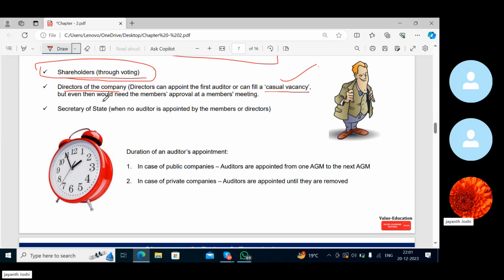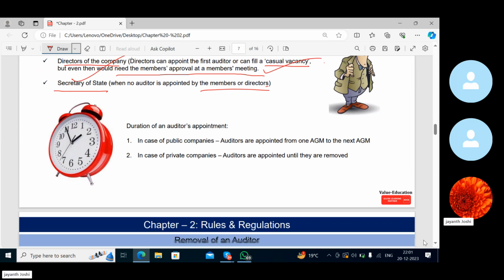But even then it would need the members' approval at a members' meeting. That means they should discuss with the members, the shareholders, and then they can do that. Then the secretary of state, someone in the government, in India the registrar of companies. When no auditor is appointed by the members or directors, the secretary of state can do that. That means government secretaries will be there.